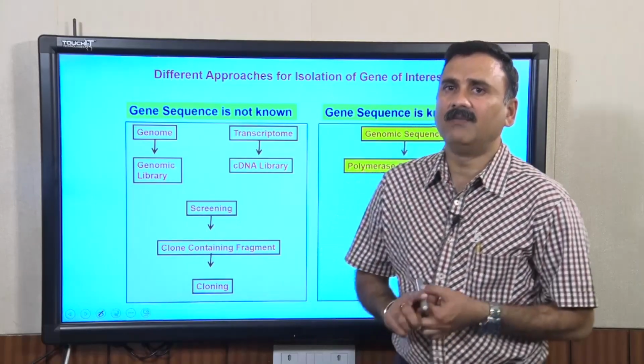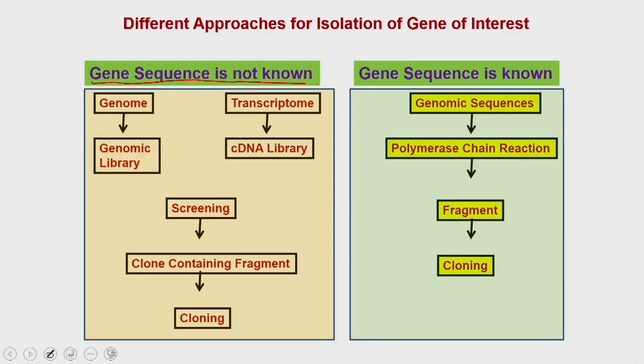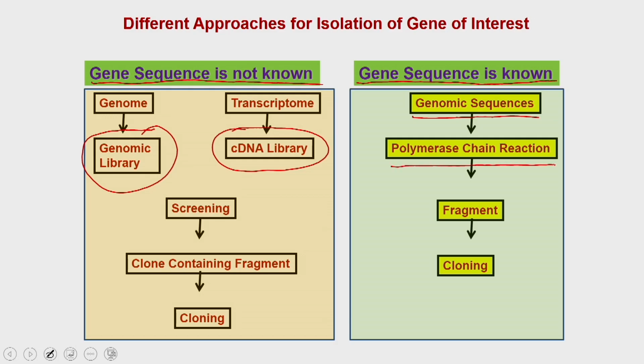We have discussed two approaches for when the gene sequence is not known, which means you do not have the genomic sequence of that particular organism. Then you can use either the genomic library approach or the cDNA library approach. But if the gene sequence is known, then isolating a gene fragment of your interest is easy, because you can use the genomic sequence and perform the polymerase chain reaction, which will give you a fragment of DNA of your interest.